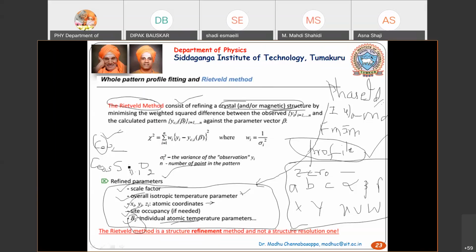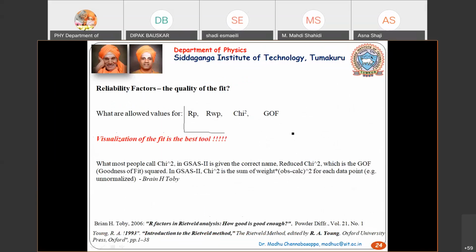Then how do we know whether it is a good fit or not? Someone was asking yesterday how to know if this is a really good fit. This depends on all these factors. As I explained in the previous slides, it depends on chi-square. In some cases they call it GOF. For example, if you are using JANA or GSAS, normally they call it goodness of fit.